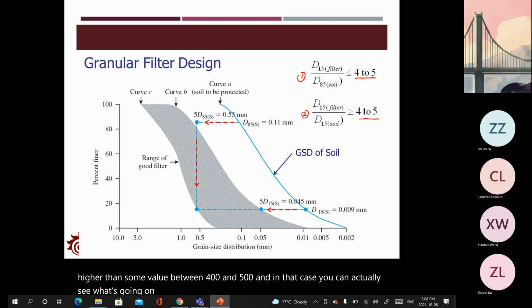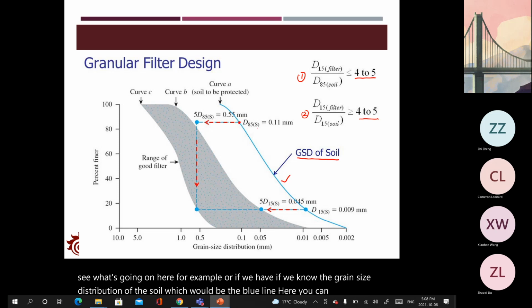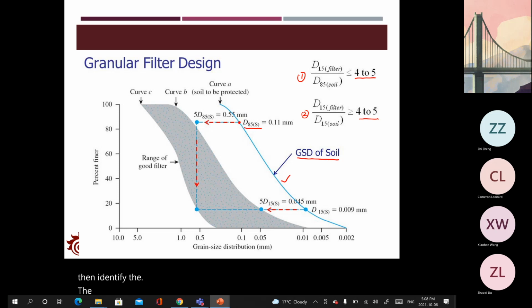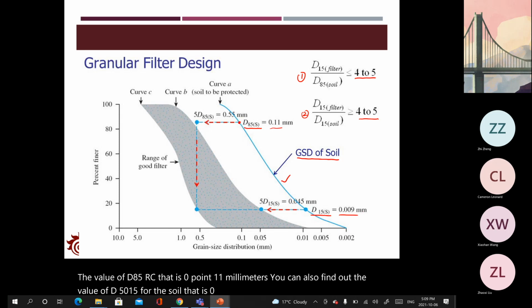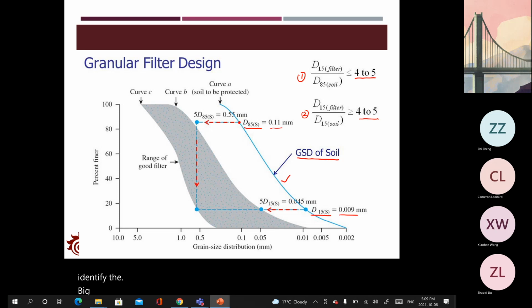For example, if we know the grain size distribution of the soil, which would be the blue line here, you can then identify the value of D85. Say that is 0.11 millimeters. You can also find the value of D15 for the soil, that is 0.009 millimeters. Then we can identify the possible ranges for the filter materials.